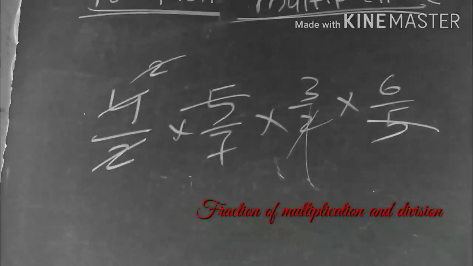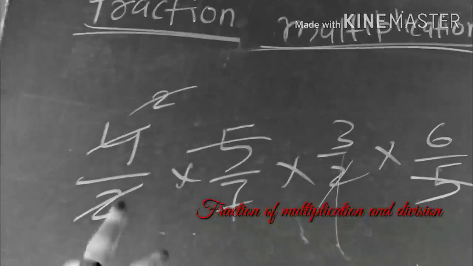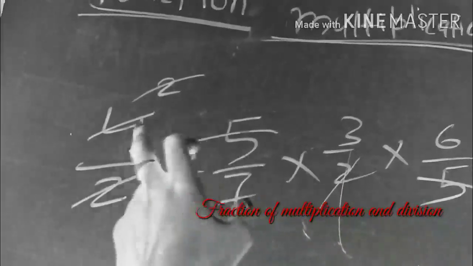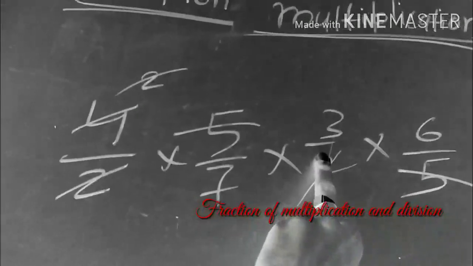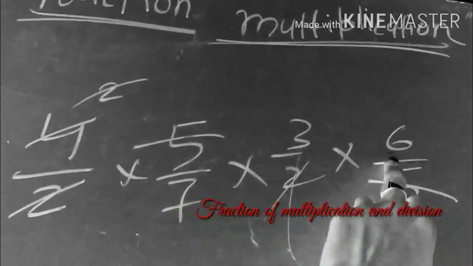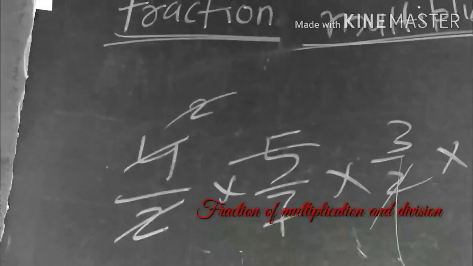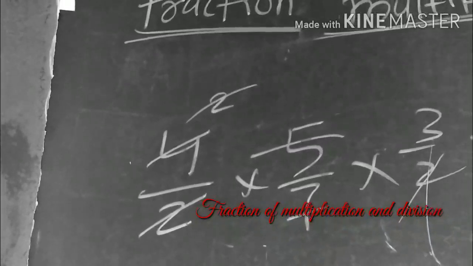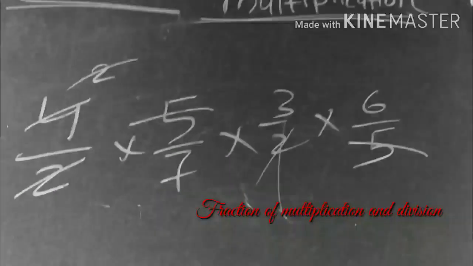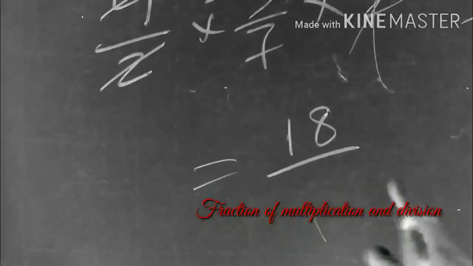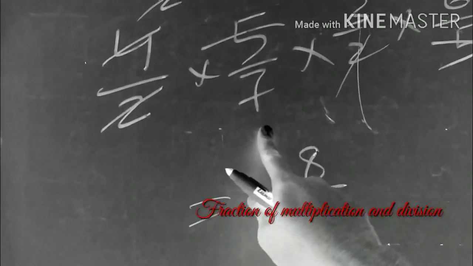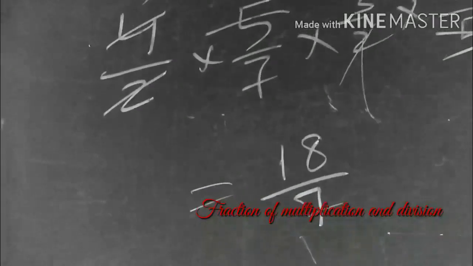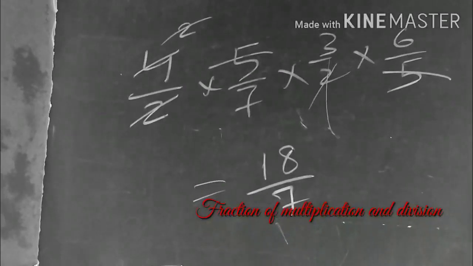So what do we have to do now? Now we have to multiply these two. Here 1, here also 1, here also 1. So 1 multiplied by 1, 1 into 3 is 3, and 3 6s are 18. It will become 18. Now 2 into 1, 7, 7 1s are 7. That is, 18 by 7 is the required answer.